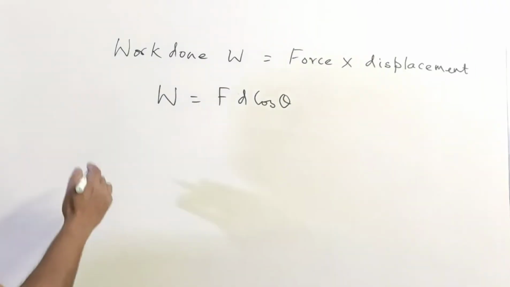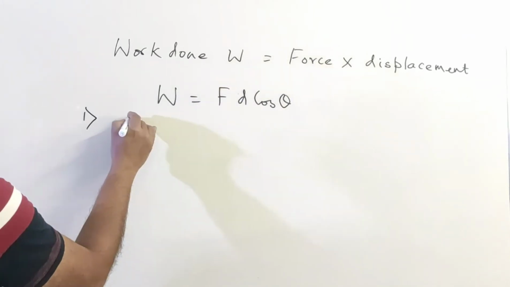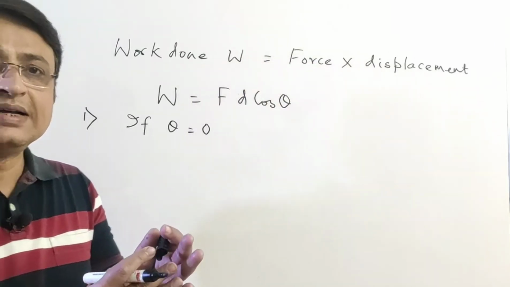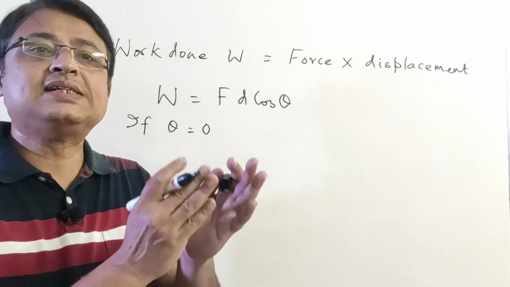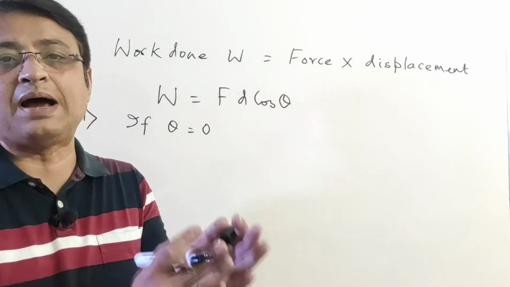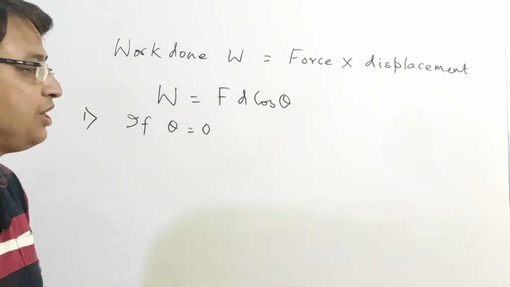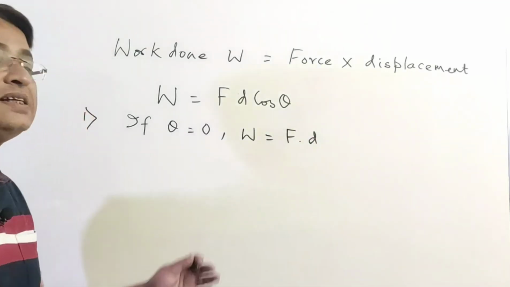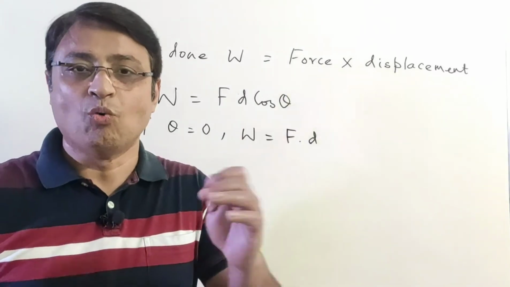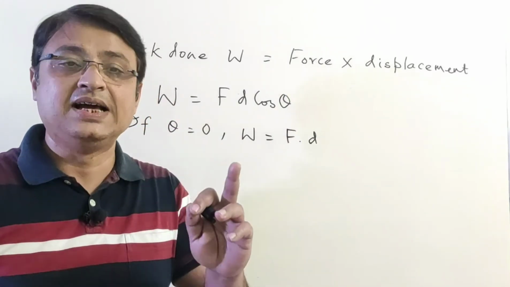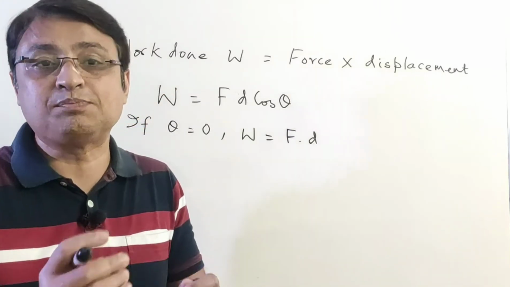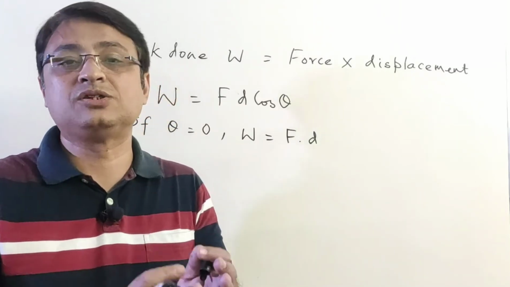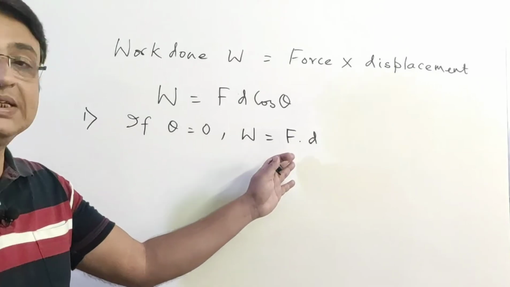Let's check this out. Case number 1: if theta equals 0. What does it implicate? It implicates that the displacement of the body is in the direction of the applied force. So theta equals 0, and then you will find that W equals F into d, because cos 0 equals 1. So this is our first case in which I have shown you that if the displacement of the body is in the direction of the applied force, work done equals F into the displacement.